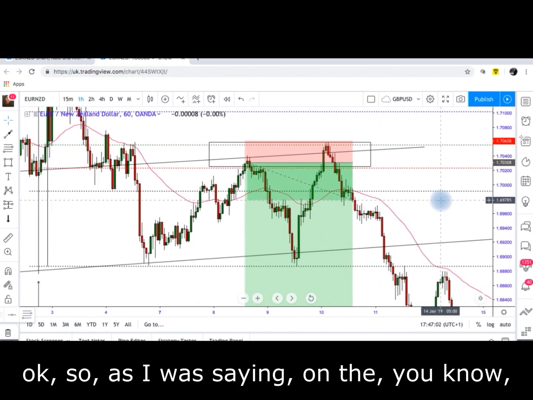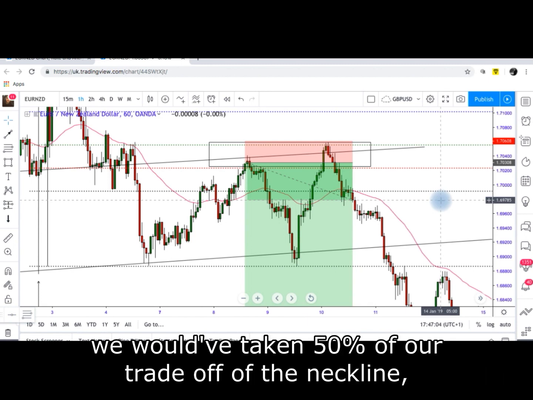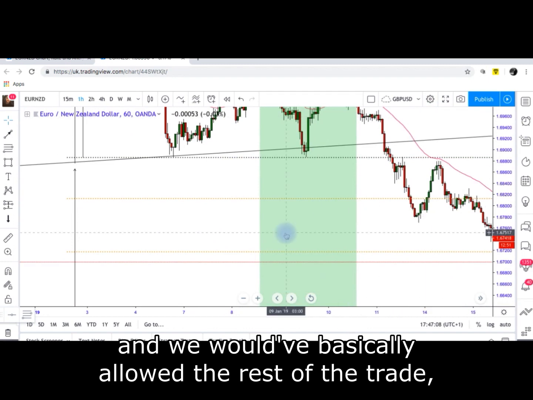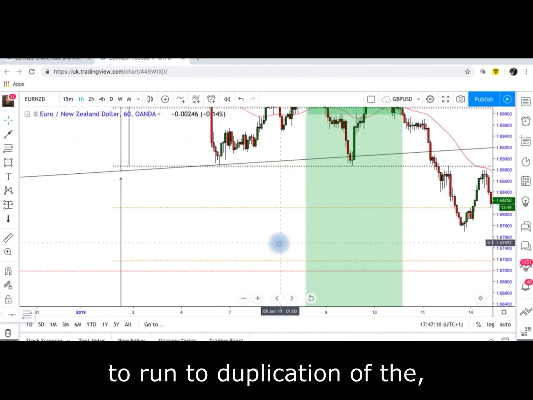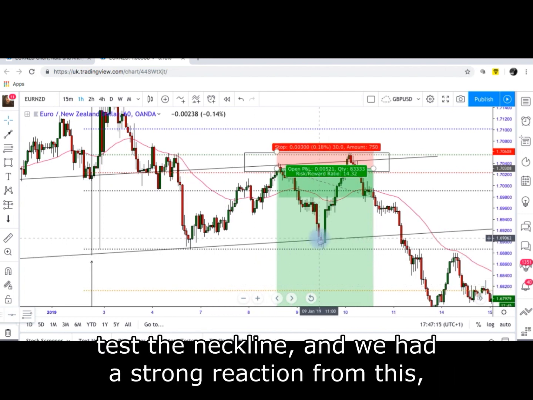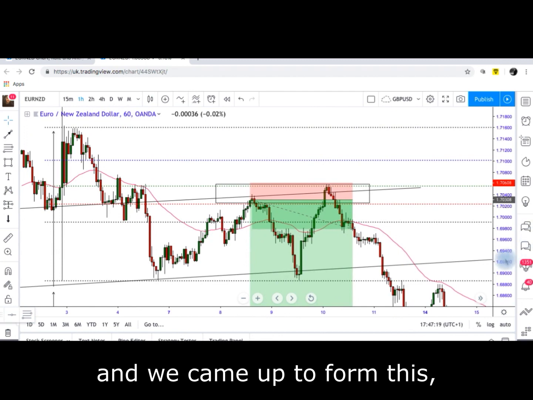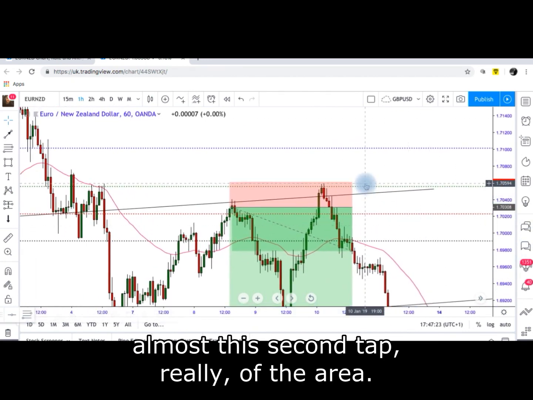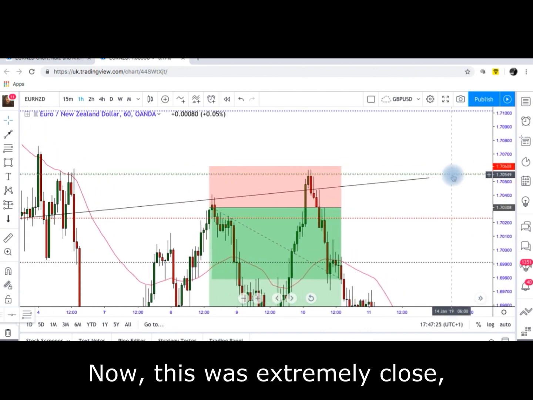Okay, so as I was saying, we would have taken 50% of our trade off at the neckline, and we would have basically allowed the rest of the trade to run to duplication of the head and shoulders pattern. Now, price came down to, once again, test the neckline, and we had a strong reaction from this, and we came out to form this, almost this second tap, really, of the area.